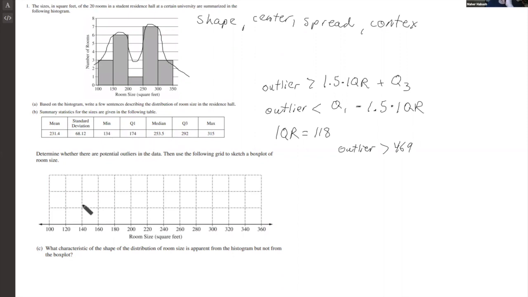All right, so from Q1, 174, somewhere right here, 292, with the median right here, 253. Going out to 315 and 134. Questions on the box plot?